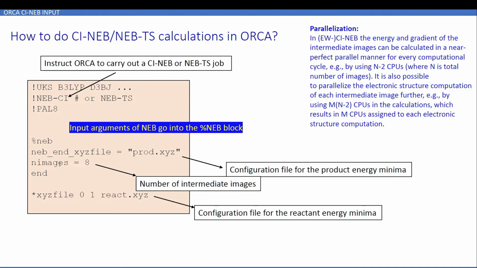And the CNEB implementation is highly parallel, where the energy and gradient computations of the movable images can be calculated in a near-perfect parallel manner for every computational cycle, where you can parallelize both over the image calculations and the individual electronic structure computations. Then we end the block, and then we specify the reactant energy minimum here in the normal coordinate section of the input.